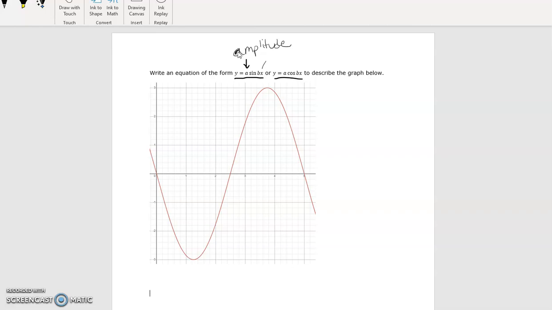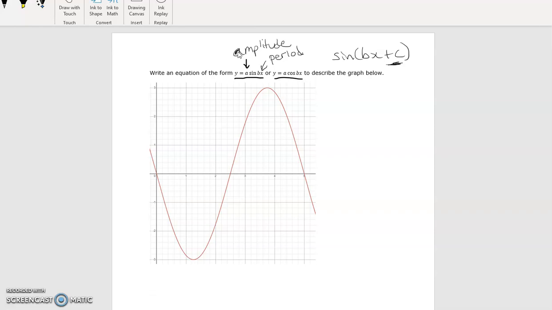And the value of b affects the period. So we can change the amplitude, we can change the period. What we can't do is apply a horizontal shift, a phase shift. If there were going to be a phase shift, then you would have the option of something of the form a sine of bx plus c. You'd have to have plus or minus a number here to correspond to a horizontal shift.